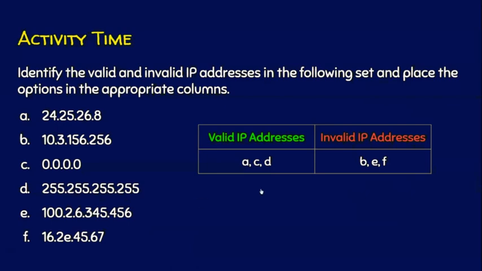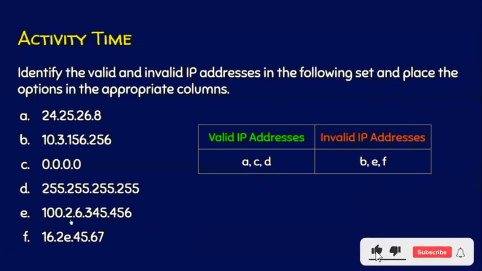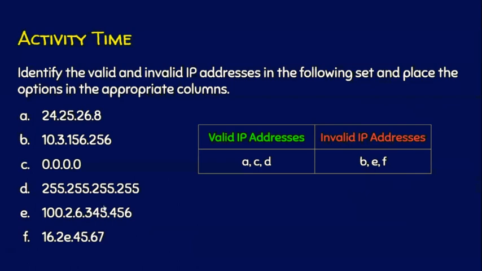So D is valid. If you observe E is an invalid IP address because it has 1, 2, 3, 4 and 5 octets. At the same time, if you observe this octet, this is greater than 255. So E is invalid for 2 reasons. Number 1, it has 5 octets. And number 2, the range in the octet is not appropriate. So it should be between 0 and 255. But we can see there are 345 and 456 and these values are not between 0 and 255.